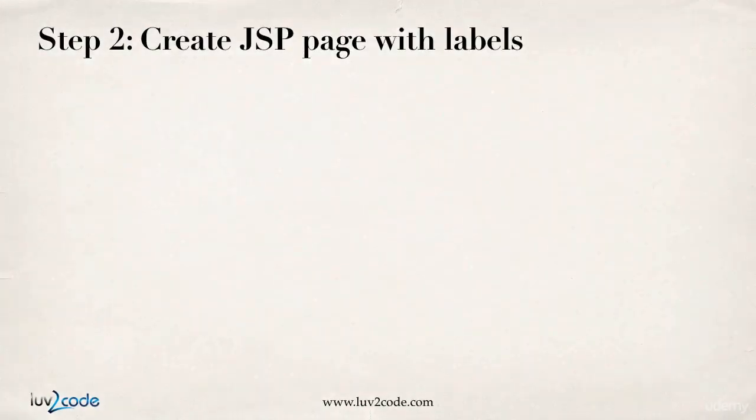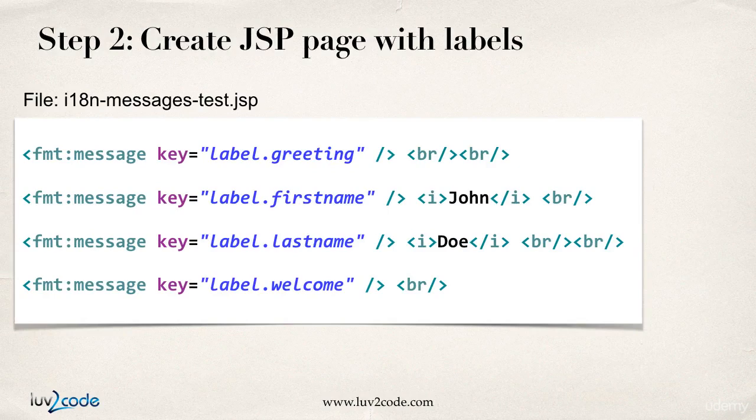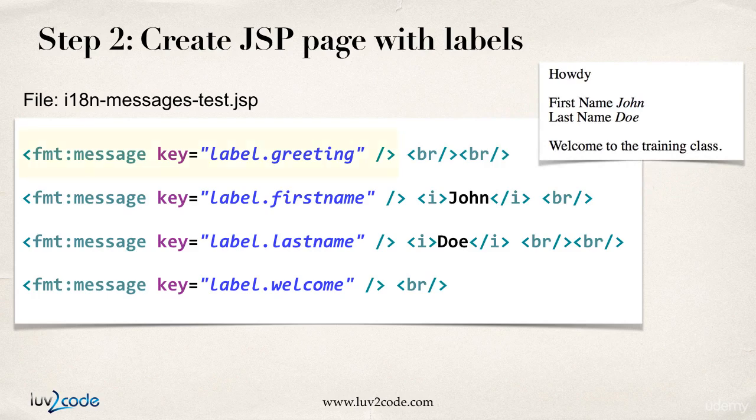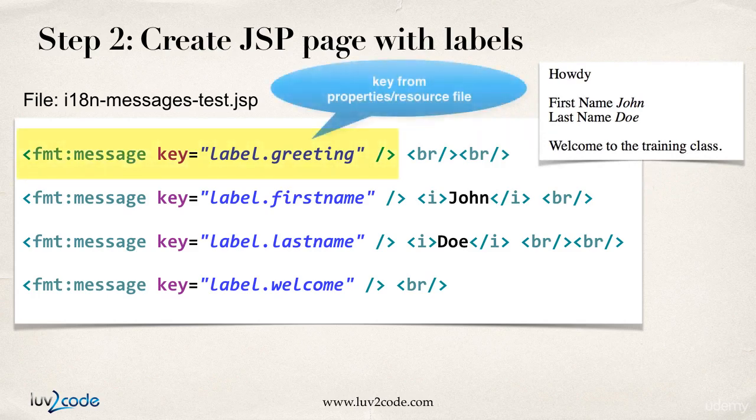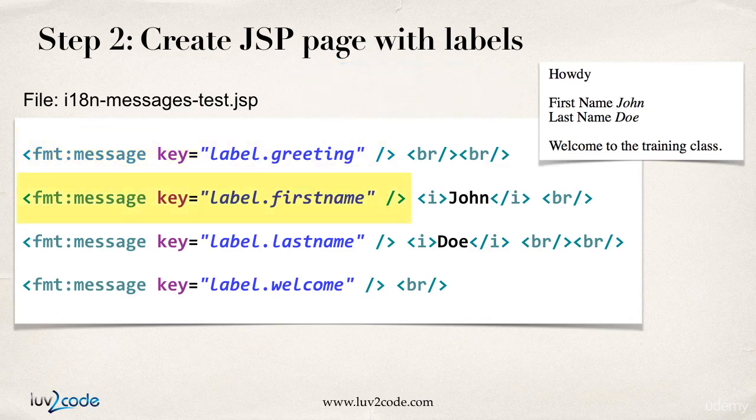All right, so now we have the label information taken care of. Now we need to use these labels in our JSP. This is step 2. So basically what we do is we make use of the JSTL tag library format. We say format:message, and then we give the key, and we simply give our label name. So that label name is from the properties file. So label.greeting, actually JSP will insert that label.greeting there for that given locale. Label.firstname, it'll insert the information, label.lastname, and label.welcome.